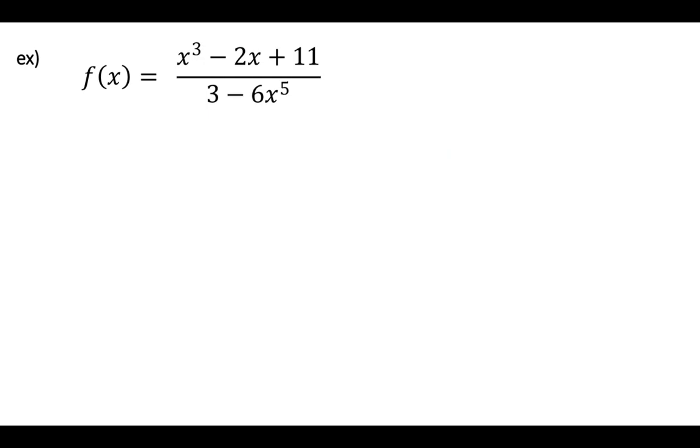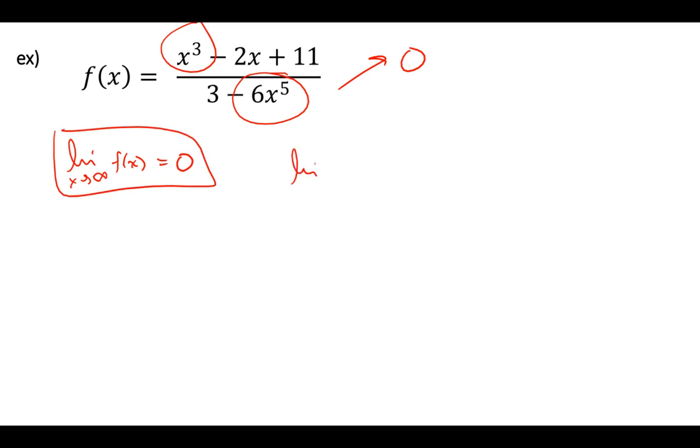Next one, identify your biggest powers. 3rd on top, 5th on the bottom. So the denominator is bigger. If you think back to the rules on this one, whenever the denominator has the bigger power, this function is going to go to 0 as you go in either direction because the denominator gets bigger than the numerator, which takes it to 0. So our limit as x goes to positive infinity of f of x is going to be 0. And the limit as x goes to negative infinity of f of x is also 0.